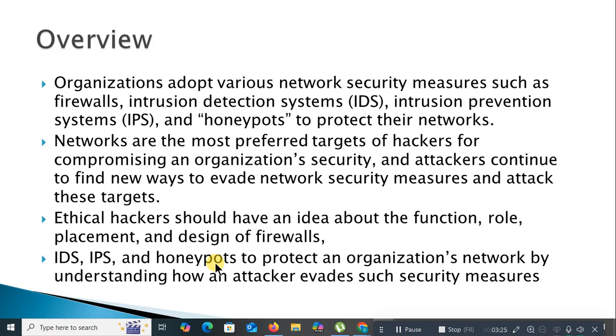Understood? A honeypot looks like the same target, a duplicate target.